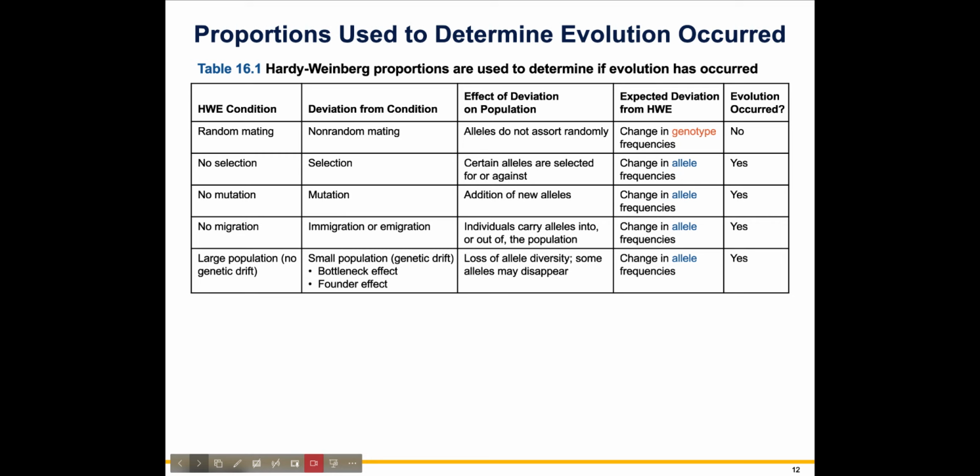Migration cannot happen with Hardy-Weinberg equilibrium. If there's immigration come into the population or emigration leave the population, those individuals take with them their genes. We would expect a change in our allele frequencies, and yes, evolution would occur. If we have a large population, or we say there's no genetic drift, that's the condition for Hardy-Weinberg. But the opposite of that, or the deviation, is there is genetic drift. We have a smaller population size, and we're losing individuals. Alleles may even disappear, and then that would cause evolution.